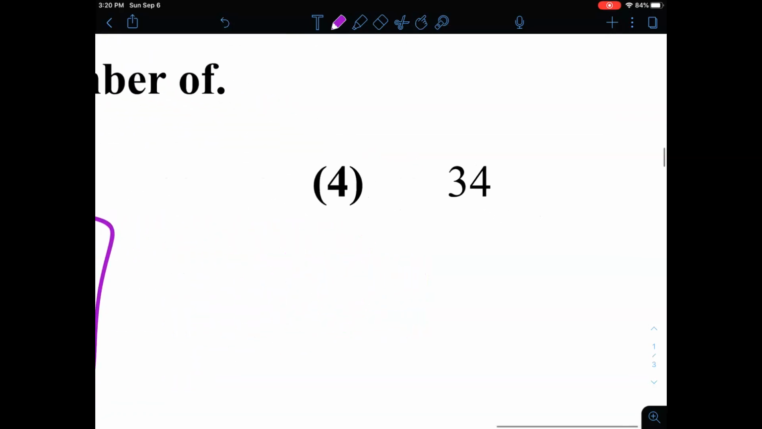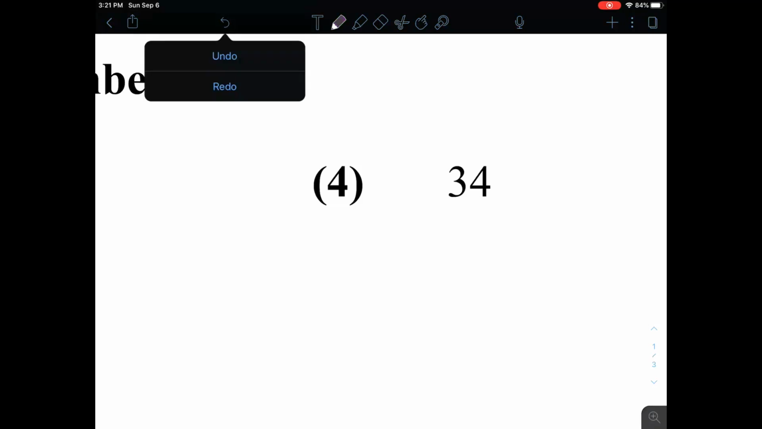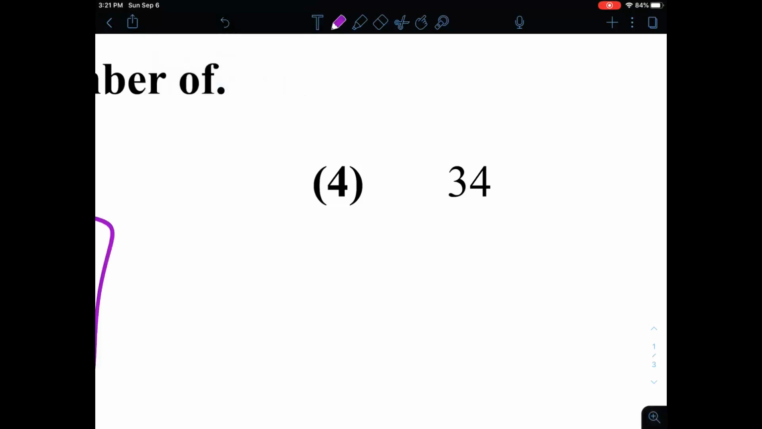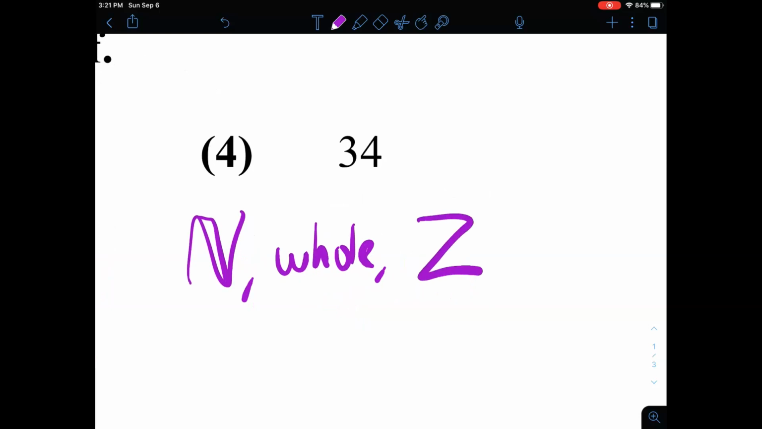Okay, and the last one, 34. That one is a counting number, so that's going to be a natural number. Natural number, a whole number, integer, rational number, a real number, and complex.